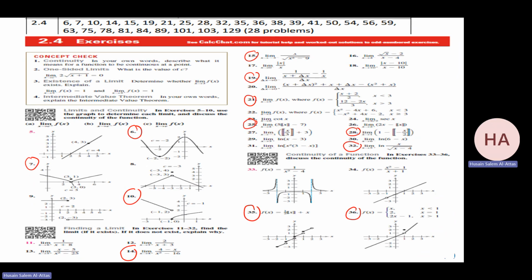In this slide, I will deal with questions from the book, and we'll try to solve as much as we can. And for sure, we will solve the suggested problems.